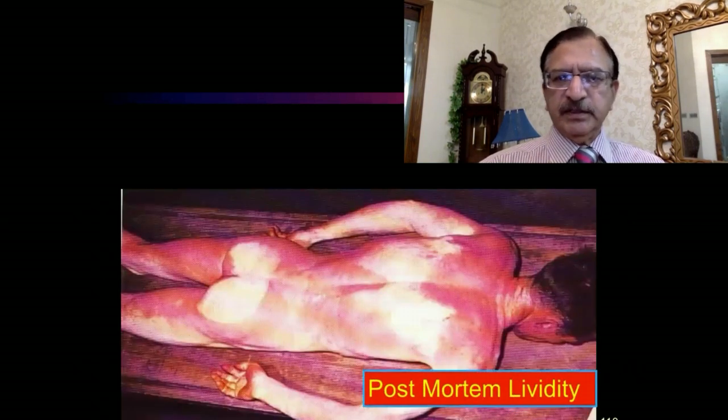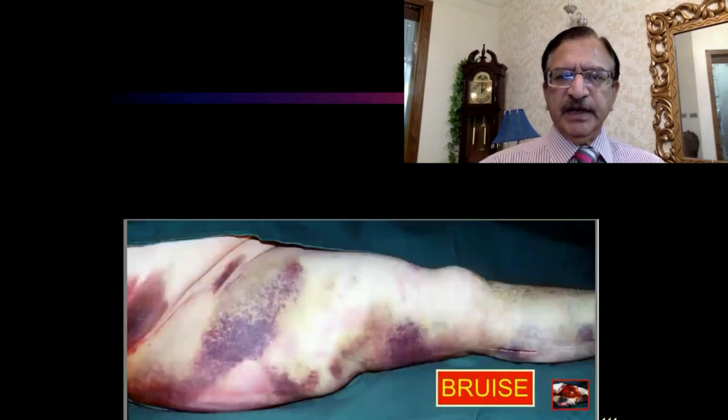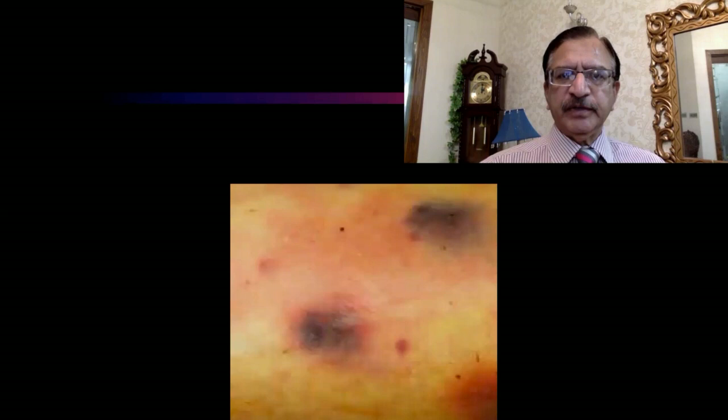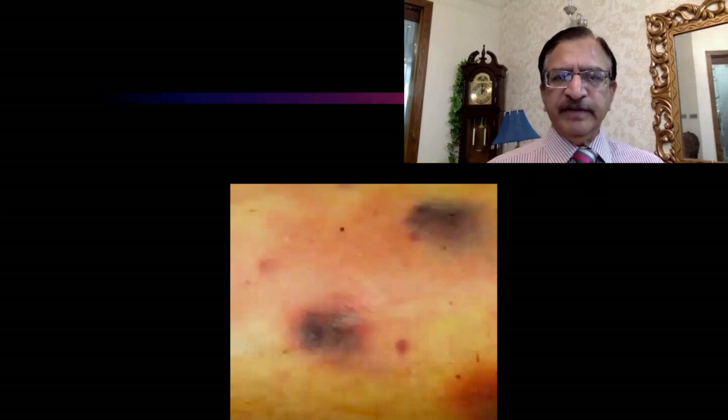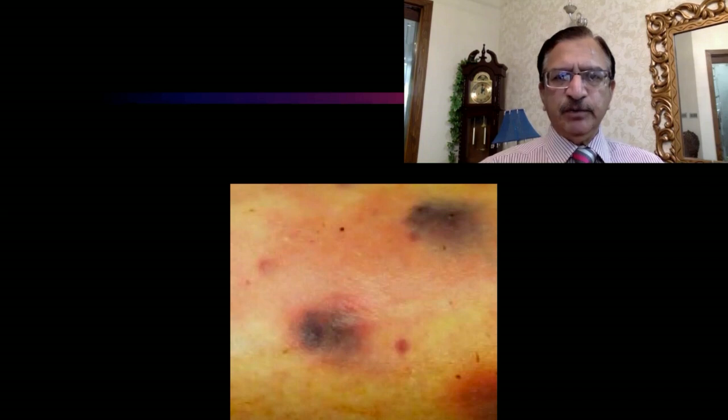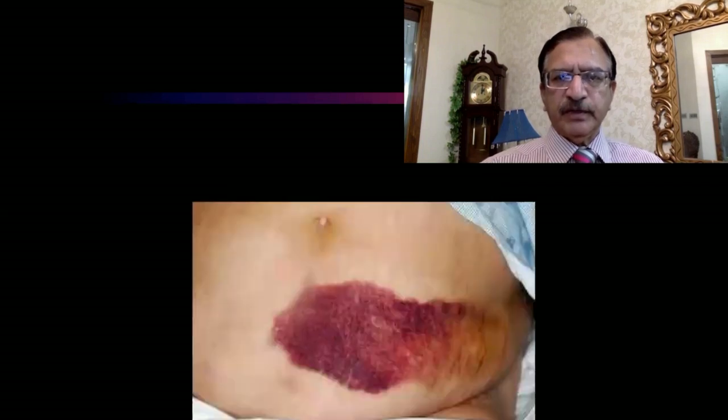So this is the lividity on the dependent regions. And this is bruises. You can see them even on the front of the body and side of the body. This is a bruise on the back of the hand. And this is showing variegated colors. The hemoglobin undergoing disintegration and various colors of healing will be seen in case of bruise. This is also showing the variegated colors.